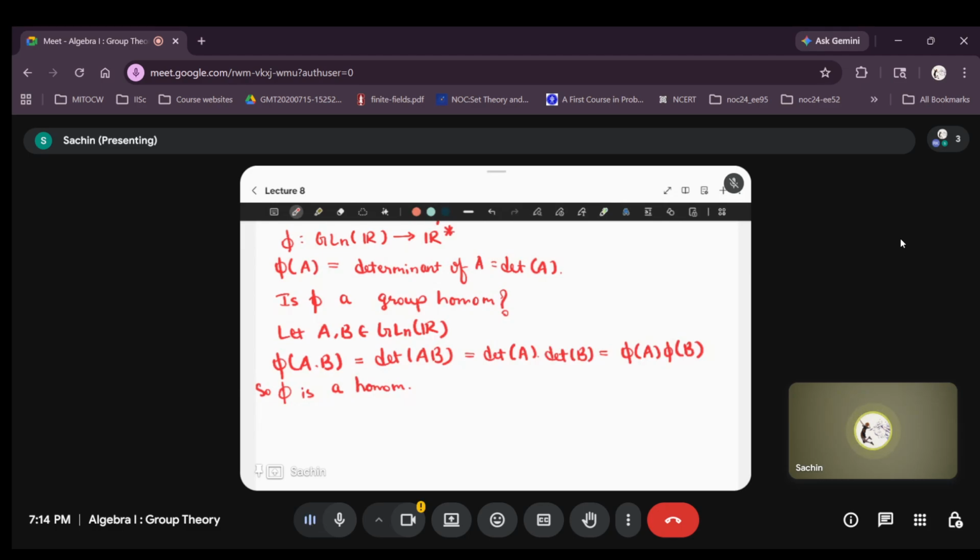So this determinant homomorphism, a determinant function, is a homomorphism from the set of invertible square matrices to the non-zero real numbers. And this will come up later also.